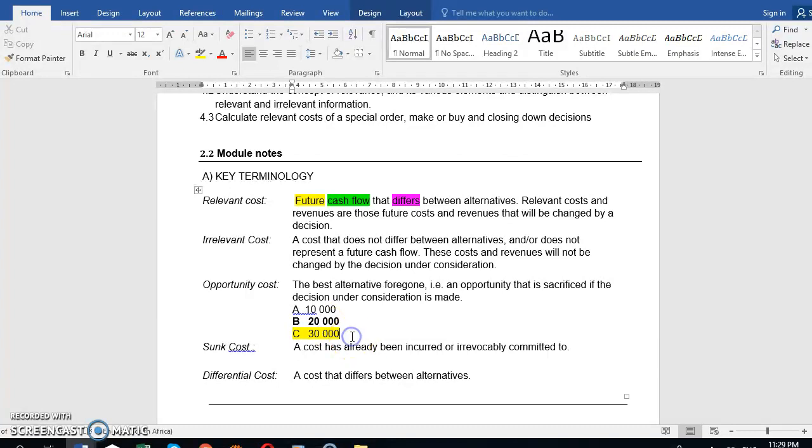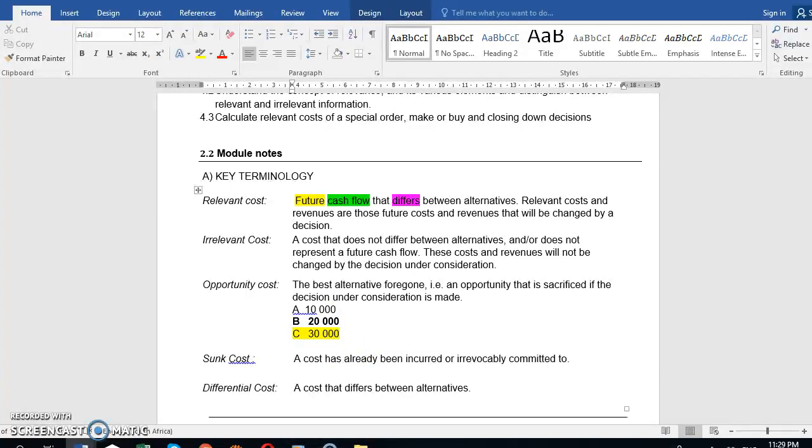Right. Next definition: a sunk cost. A sunk cost is a cost that's already been incurred or irrevocably committed to. So if you've already spent the money and you cannot get the money back, for example, if you have a concert and you have to buy programs for the concert, and no one ends up showing up to the concert, you've already spent the money on the programs. So for the concert, that money that you've spent on the programs would be a sunk cost.